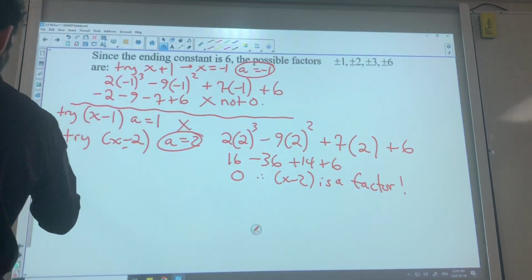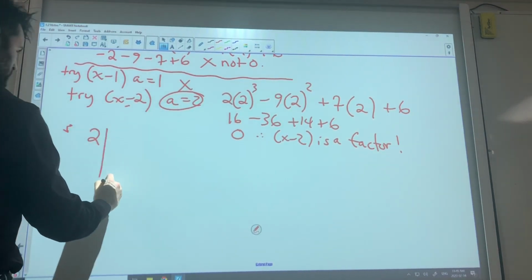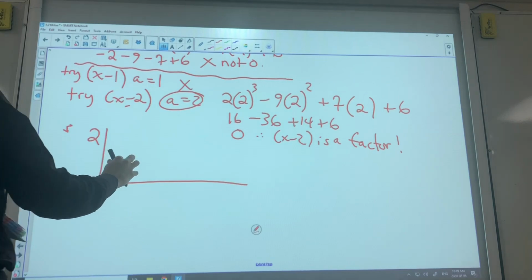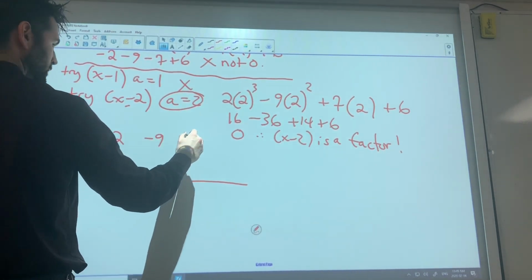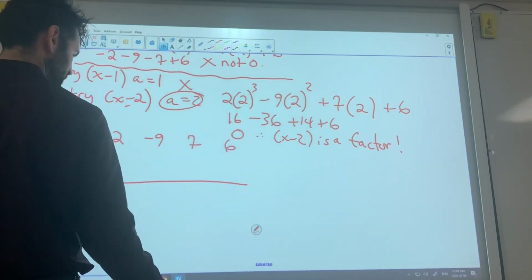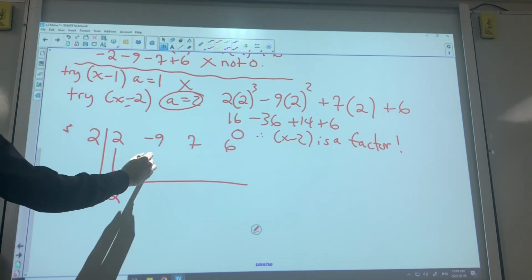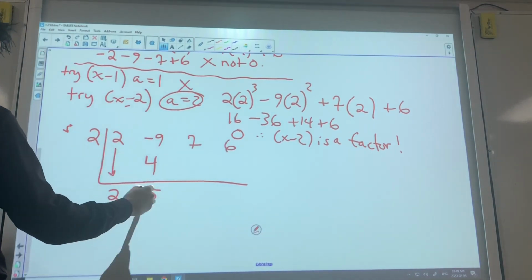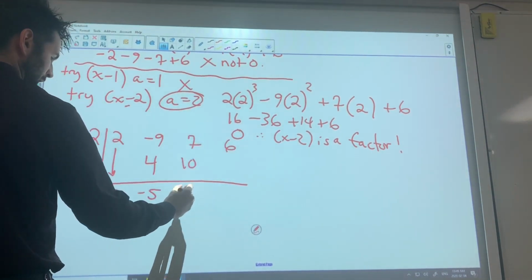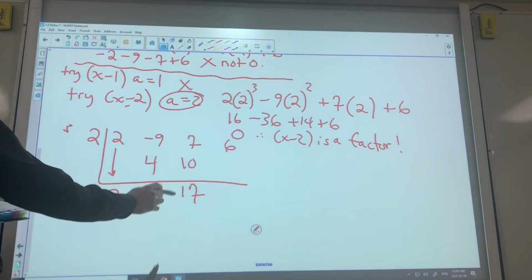So now we can do synthetic division, right? a is 2. So go to your polynomial and grab the coefficients. The coefficients are 2, -9, 7, 6. Okay, bring that down. 2 times 2, 4. Add them up. You get -5. 2 times -5, 10. Add those up, you get 17. Oh my god, I ended up with this. No, you get -10. Oh, I get negative. Yeah, because it's -5.